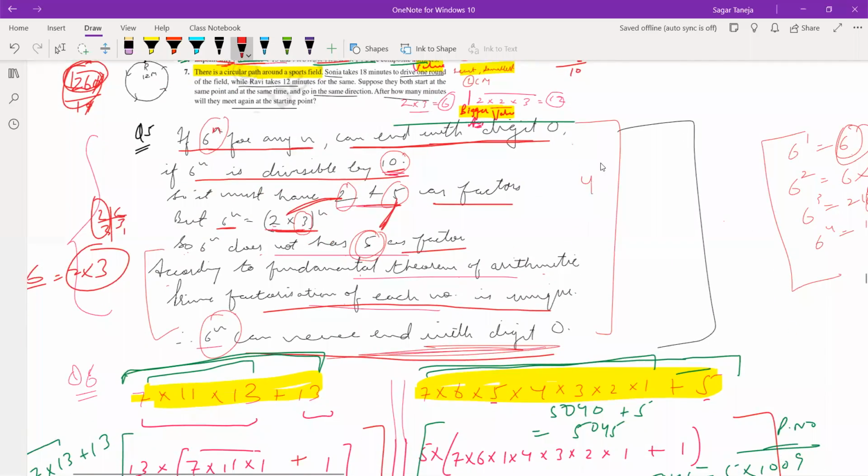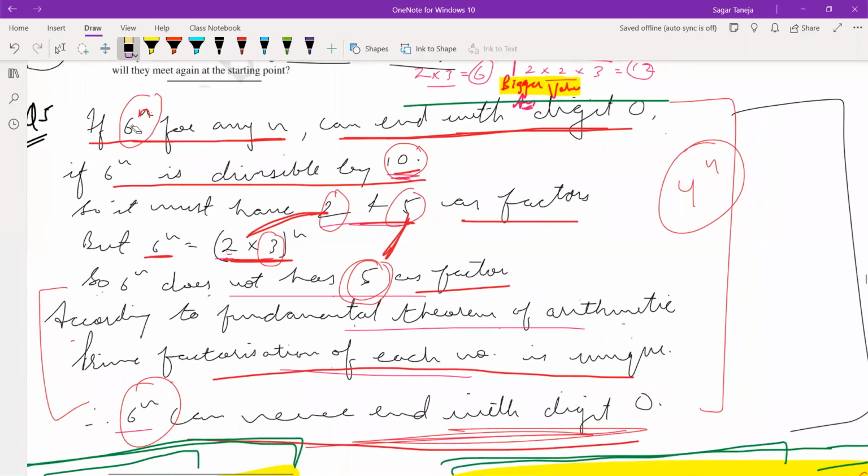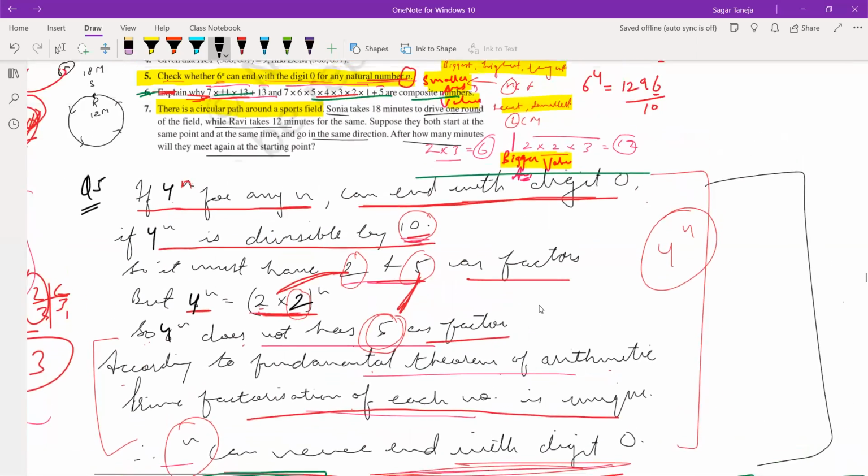And there is one more example question. Check whether 4^n can end with digit 0. You have to write the same statements for 4^n also. Suppose the question includes 4^n. So remove this, this, this, this, and it is all changed to 4^n. 4^n must have 2 and 5 as factors. But 4^n has only 2 into 2, only 2 as a factor. So 4^n does not have 5 as a factor. Again, the same. I hope it is clear. You can mold this question accordingly.